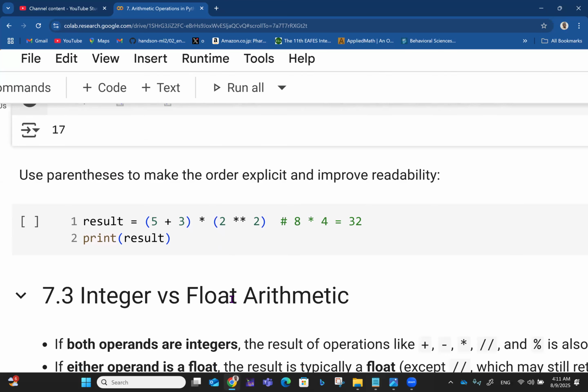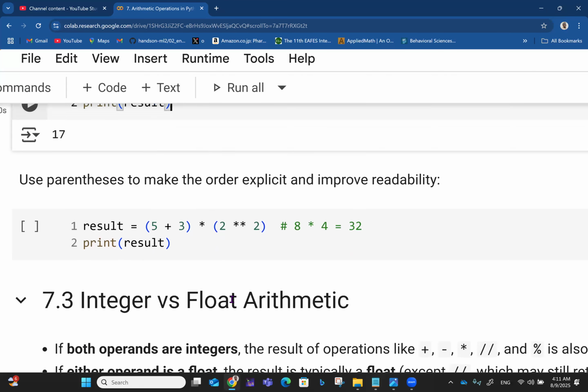Great. So then you can use parentheses to make the order explicit and improve readability. Parentheses can really help you to group things better so you can take care of what you need to do. So in this case, now if you have parentheses, of course, you have to deal with the parentheses first. So the parentheses here take precedence over this multiplication. Of course, we know exponentiation takes precedence, it is the number one, right?